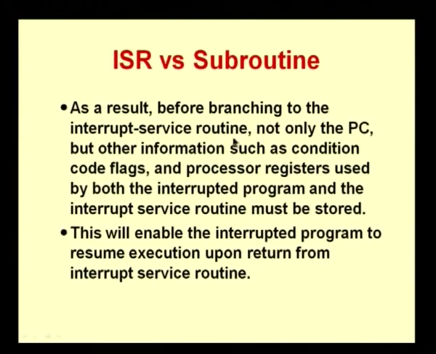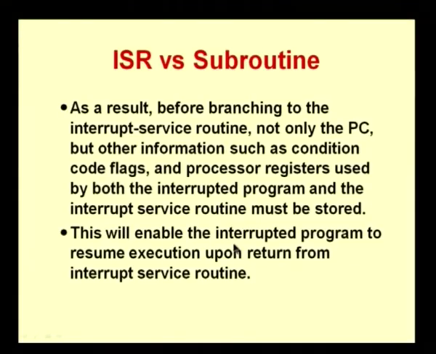What we need to do, therefore, is that before branching to the interrupt service routine, normally not only the PC, but other information such as condition code flags and processor registers used by both the interrupted program and the interrupt service routine must be stored. So we talked about saving the PC contents. What we are now saying is that not only the PC contents need to be saved, but also other status information such as the condition code flags and other processor registers. This will enable the interrupted program to resume execution upon return from the interrupt service routine. This is another important aspect to be remembered.